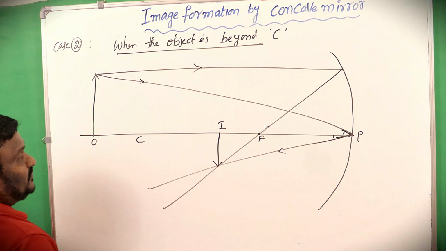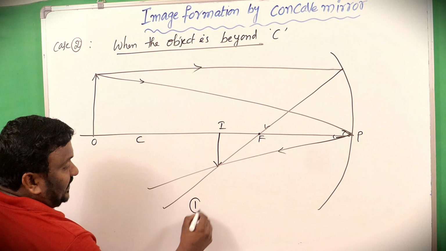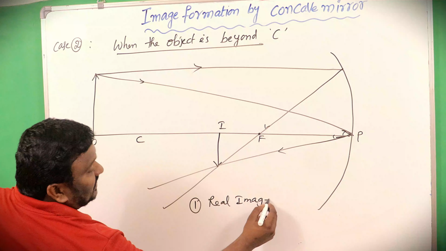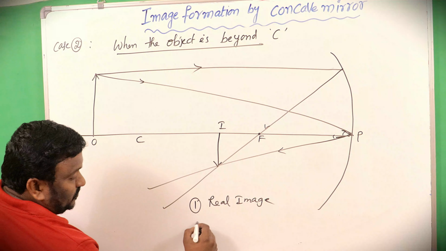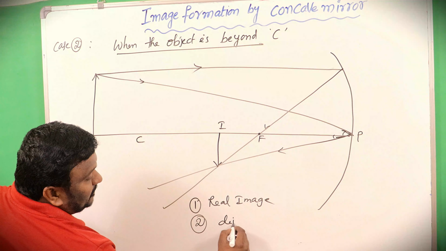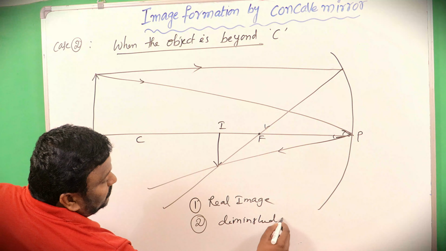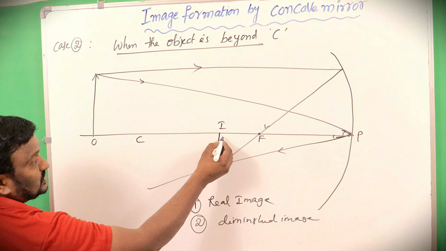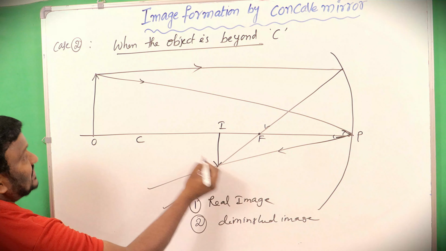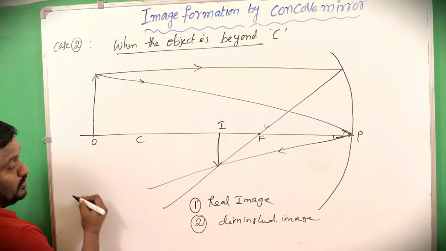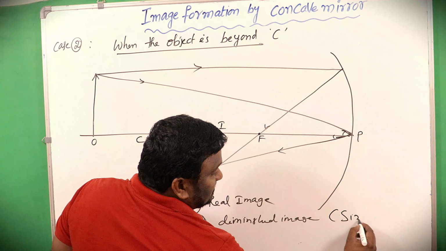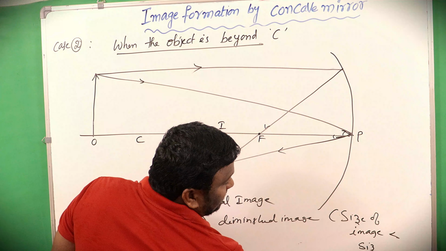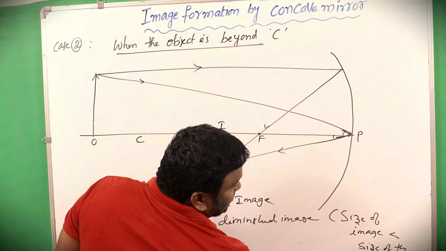So now what is the nature of the image? Real image. The first thing is real image, because it is able to be captured on the screen. And the second one is that it is diminished. Why is it diminished? Because the size of the image is less than the size of the object.